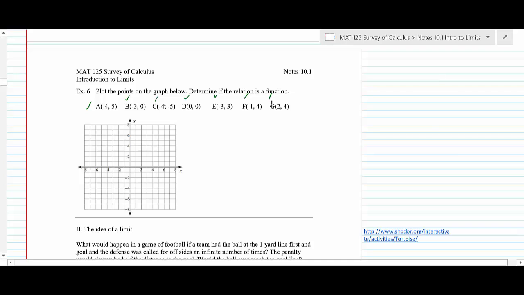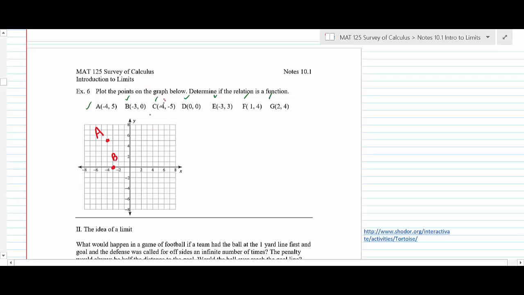I wanted to do this. I want to make sure everybody knows how to plot points and everything too. So the first one, you're going left 4 and then up 5. Now, if I have you plot points, I like you to just put the letter by it. The next one, -3, 0, you're going left and then stop. Don't go up or down.